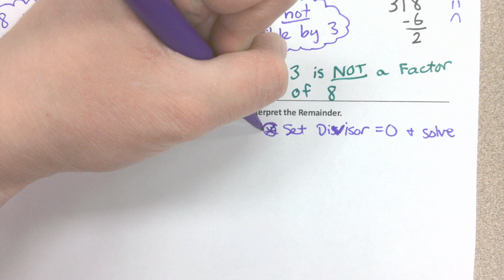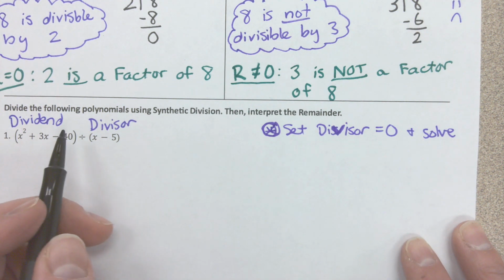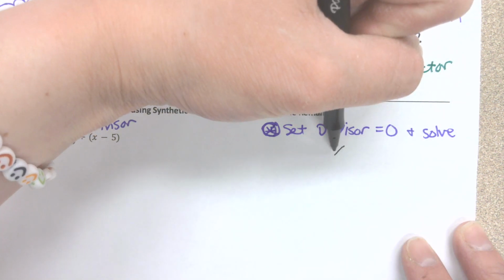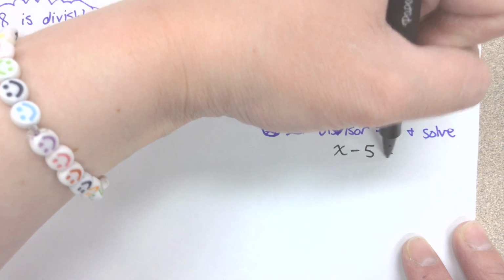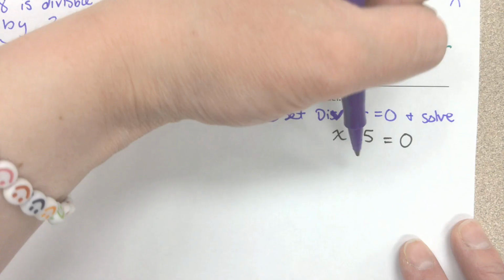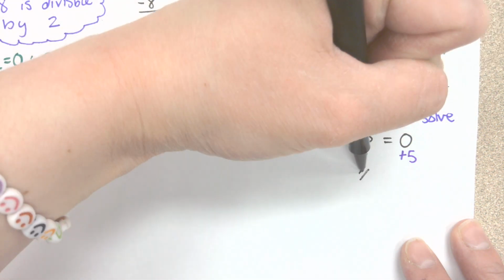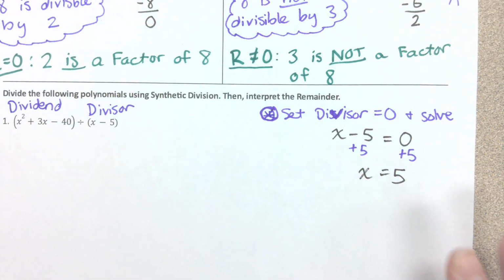I guess I'll put a star there because I'm going to use steps in the next part, and that's going to get confusing. So that's the very, very first thing you do. So our divisor is x minus 5 equals 0, and we just got to solve for x. So we'll add 5 to both sides. X is 5.